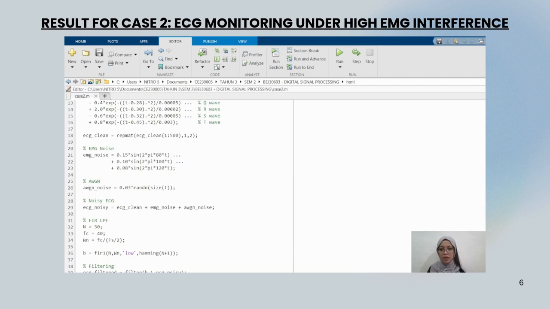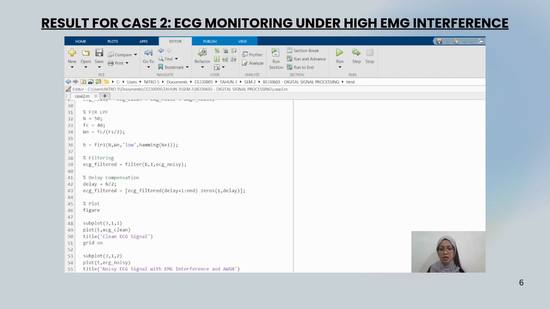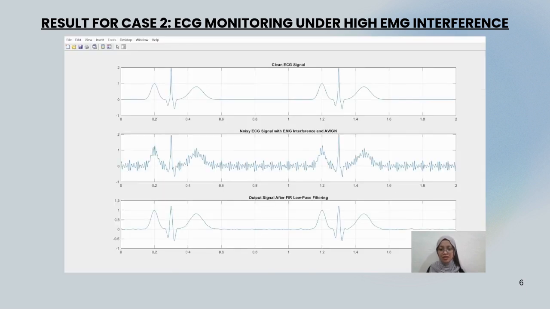For the FIR LPF, it designed a 50 order FIR low pass filter with a 40 Hz cutoff frequency using a Hamming window. And for the filtering, it applies the FIR filter to remove high frequency noise from the ECG signal. And for the delay compensation, it corrects the delay introduced by the FIR filter. And for the plot, it displays the clean ECG, noisy ECG and filtered ECG waveform for comparison. For the result, it demonstrates the effectiveness of the low pass filter in reducing noise from the ECG signal.